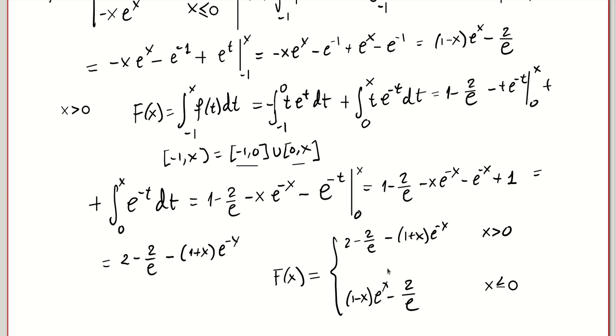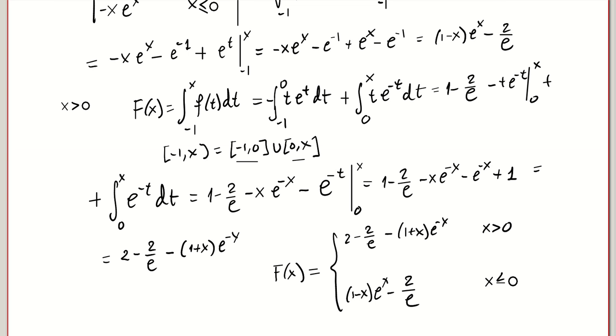Just a check, with a simple check we can make, we can check that this function is continuous. The check is we have to substitute here x by 0 and also here. So if we do that here, this is 1, this is 0, so this is 1. So 1 minus 2 over e is what we get here. And here you have, again, this is 1, this is 0, so that is 1. 2 minus 1 is 1, 1 minus 2 over e. So it's exactly the same result, up and down. So this function is continuous as it should, right? Okay, this is the first method.